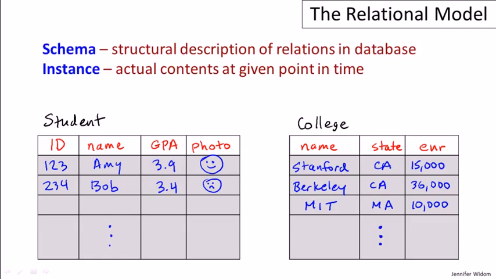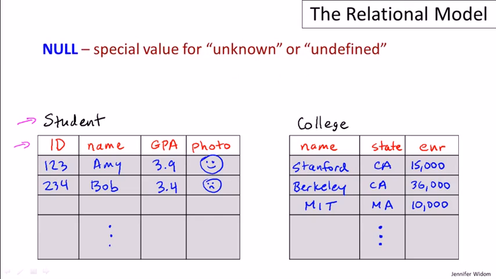Okay. A little bit more terminology. The schema of a database is the structure of the relation. So the schema includes the name of the relation and the attributes of the relation and the types of those attributes, whereas the instance is the actual contents of the table at a given point in time. So typically you set up the schema in advance, then the instances of the data will change over time.